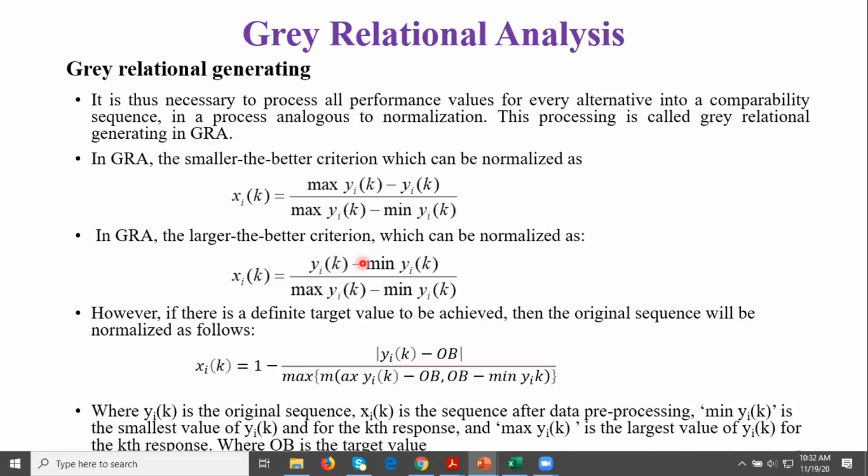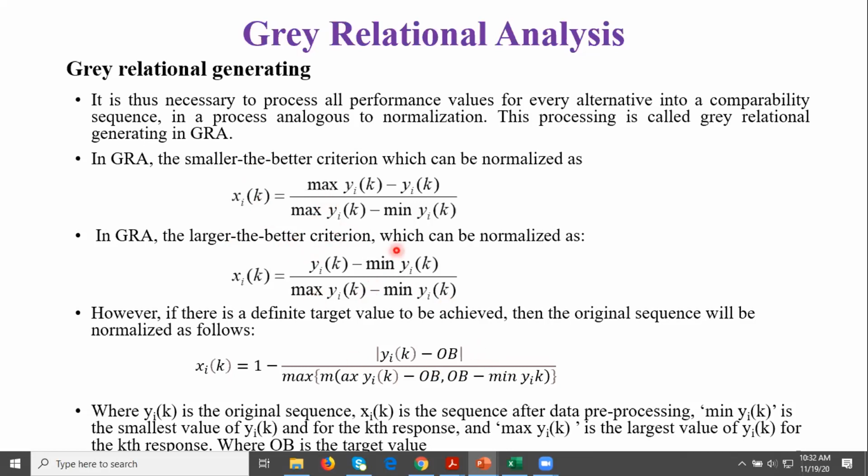minus... in total, suppose you are using 9 experiments. From the total 9 experiments, whatever the minimum value is, you take it here, and whatever the maximum value is, you take it here. Then you get the normalized value for the particular experiment. Here, for the smaller-is-better criterion we use the maximum value, and for the larger-is-better criterion we use the minimum value. So that's how it is normalized.